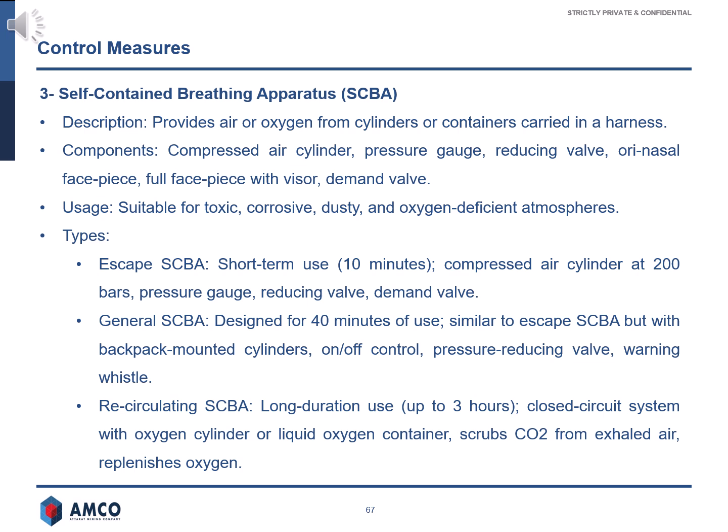Types: Escape SCBA, short-term use, 10 minutes, compressed air cylinder at 200 bars, pressure gauge, reducing valve, demand valve. General SCBA, designed for 40 minutes of use, similar to Escape SCBA but with backpack-mounted cylinders, on-off control, pressure-reducing valve, warning whistle. Recirculating SCBA, long-duration use, up to 3 hours, closed-circuit system with oxygen cylinder or liquid oxygen container, scrubs CO2 from exhaled air, replenishes oxygen.